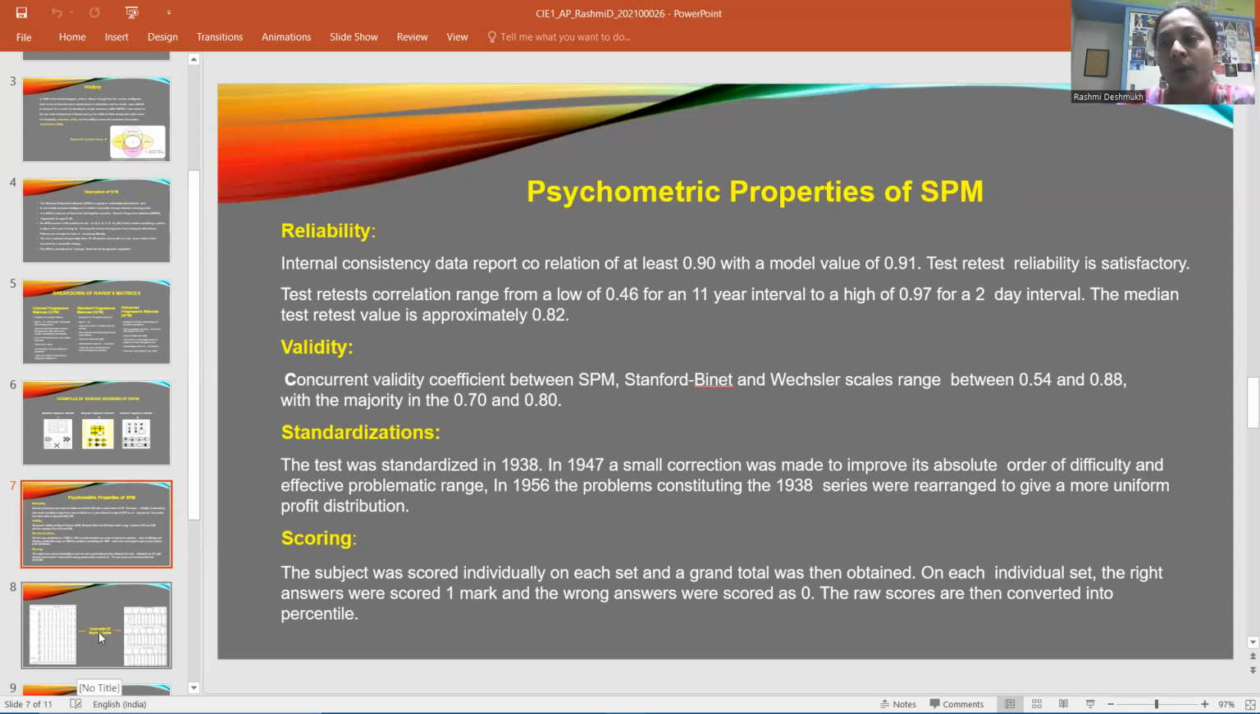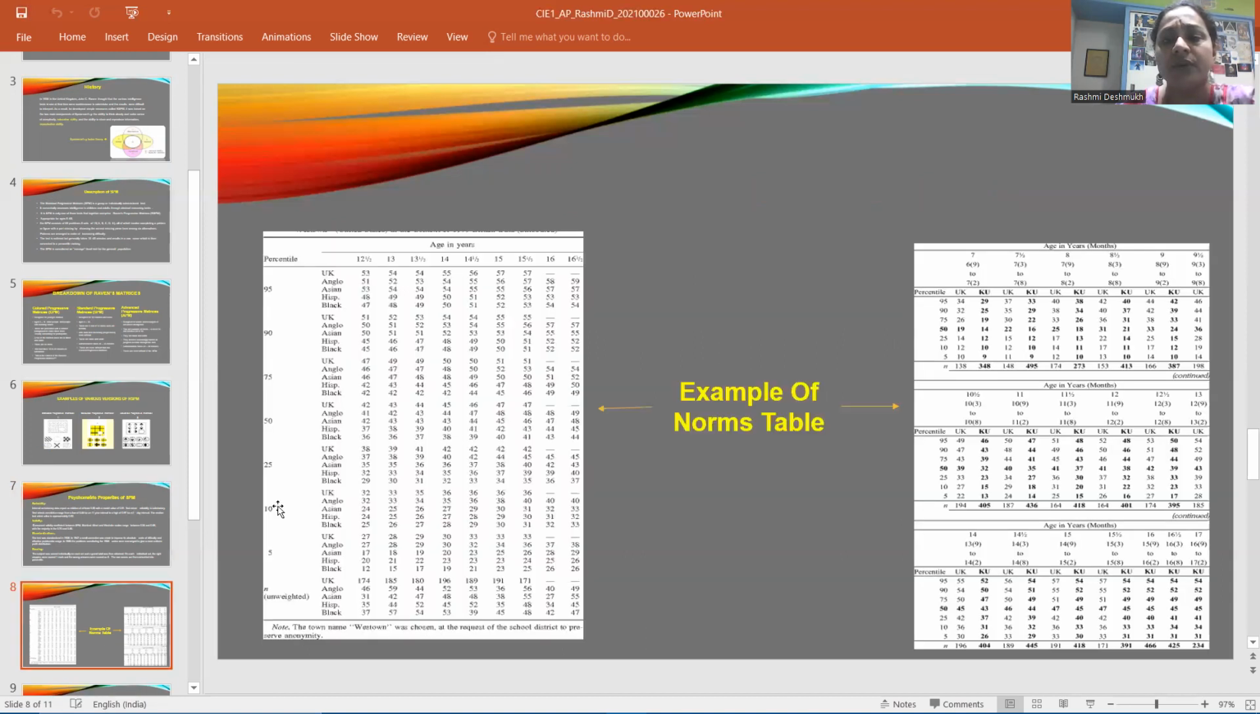Now we move on to the norms of this test. As we can see, there are examples of two norm tables here. This is just a representation of various norm tables of SPM. The first one we can see here shows the norms from all over the world, that is from UK, Anglo, Asia, Hispanic, and Black. And in another slide, we can see the age range and the equivalent percentile rank.